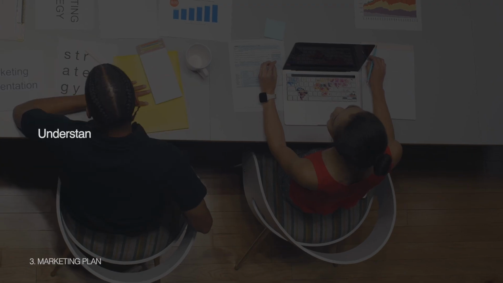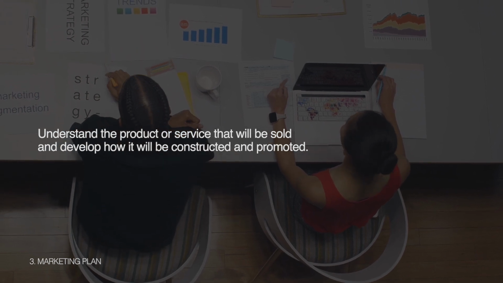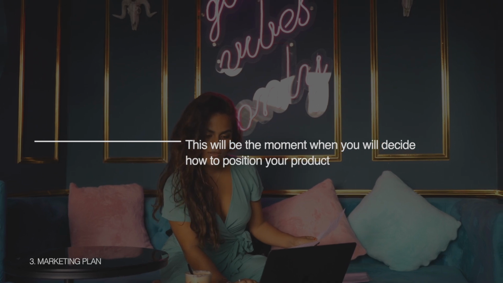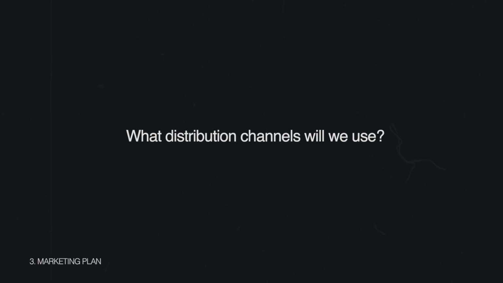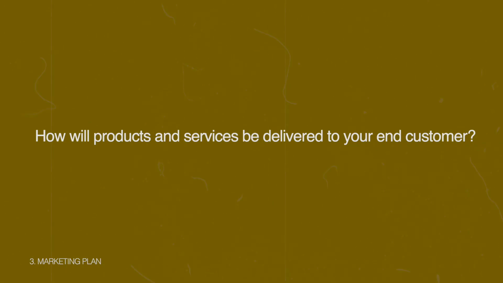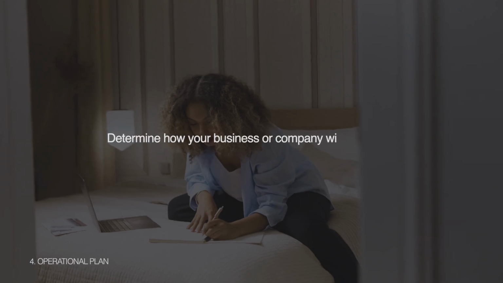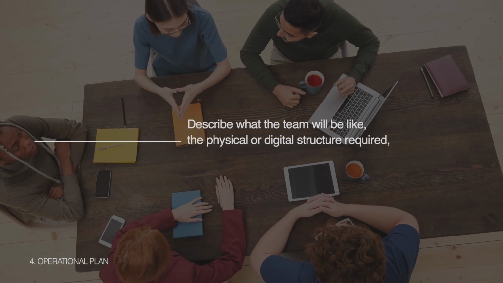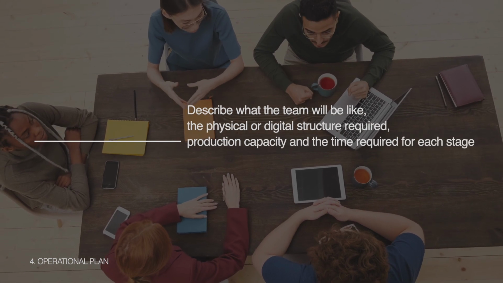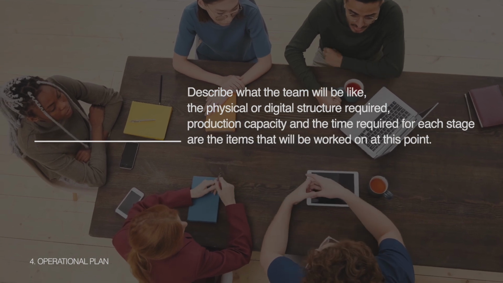Marketing plan. Understand the product or service that will be sold and develop how it will be constructed and promoted. This will be the moment when you will decide how to position your product or service in the market. What will be the price? How will it be promoted? What distribution channels will we use? How will products and services be delivered to your end customer? Operational plan. Determine how your business or company will operate. That is, describe what the team will be like, the physical or digital structure required, production capacity and the time required for each stage are the items that will be worked on at this point.